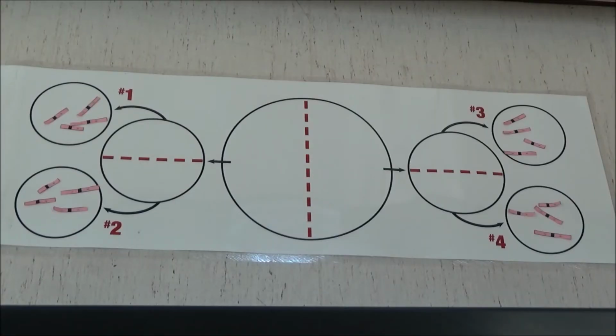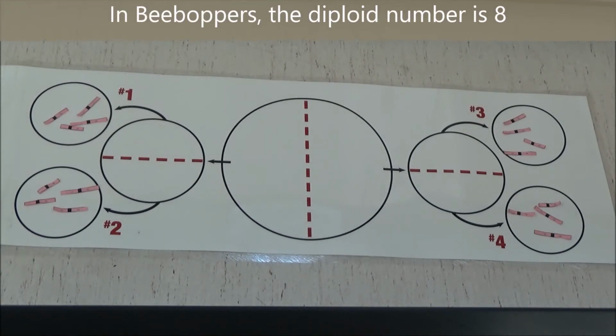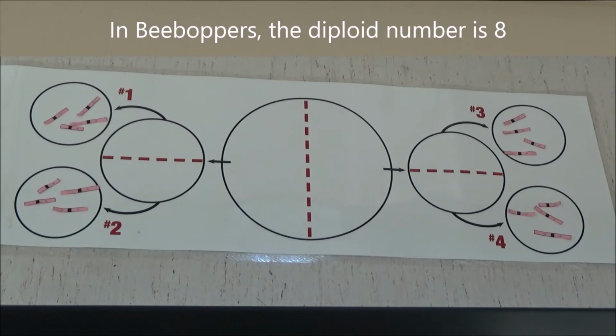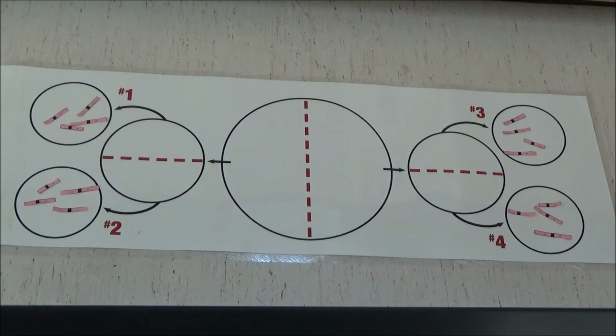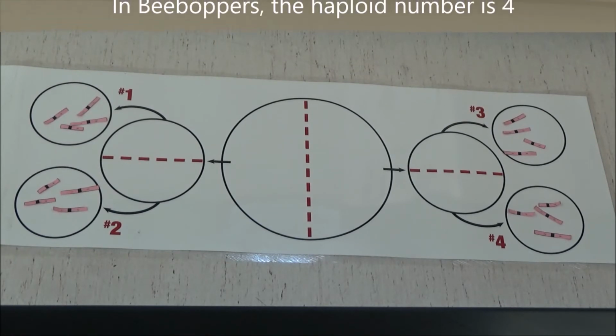Remember, we started out with 8 chromosomes in the parent cell, and after meiosis, we now have 4 chromosomes in each daughter cell, which is what it should be. Because remember, meiosis is going to produce daughter cells with half the chromosome number as the parent cell. In beboppers, the diploid number was 8, so we would expect 4 chromosomes in the daughter cells, the gametes, at the end of meiosis. So the haploid number is 4.